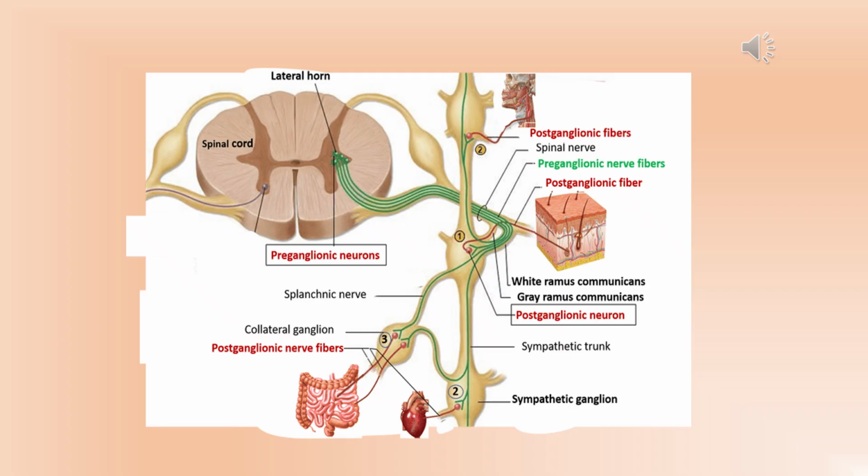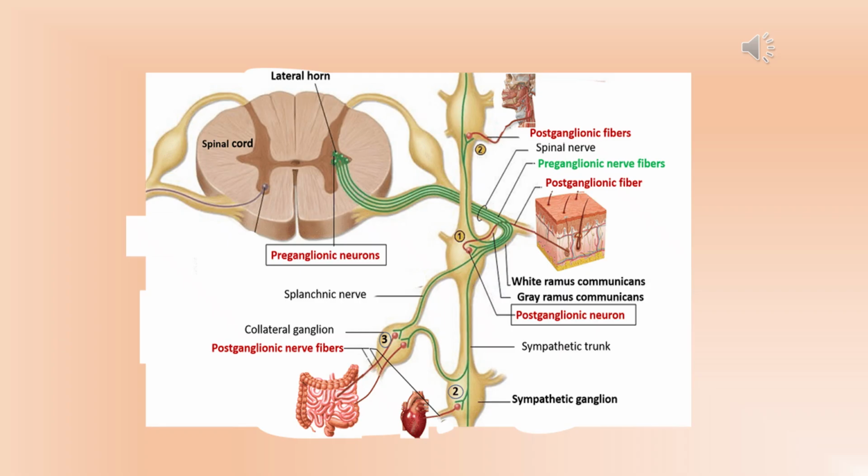We then have a third possibility. So go from the white ramus communicans. Notice that we have some fibers that don't synapse at that level, at that ganglion right there at its own vertebral level. It passes through and goes out to what is called a collateral ganglion. When the synapse doesn't take place with the postganglionic neuron until it reaches a collateral ganglion, those are located in the abdominal cavity, then we call that a splanchnic nerve route.